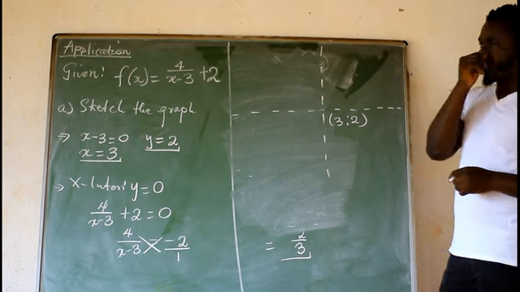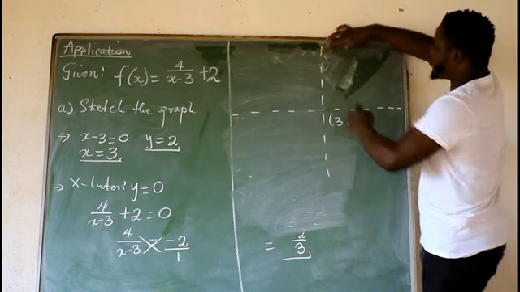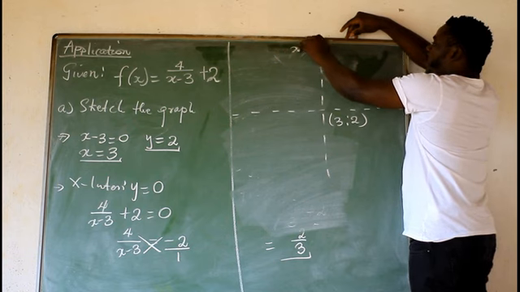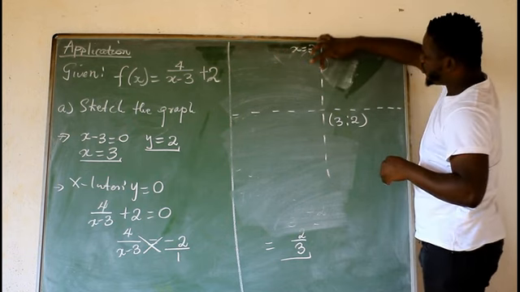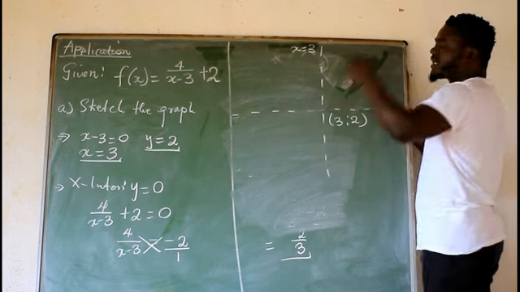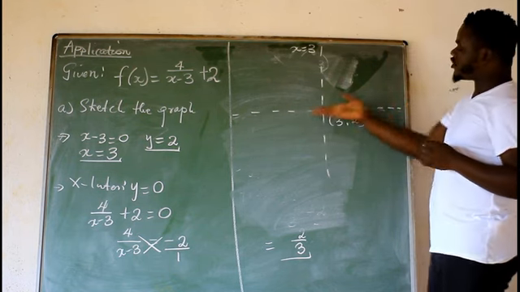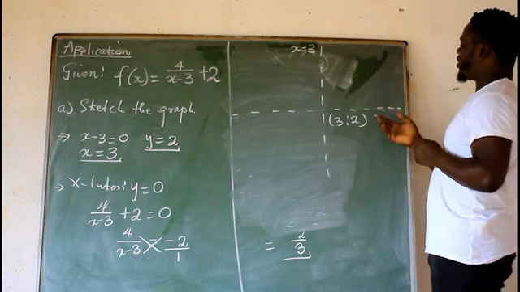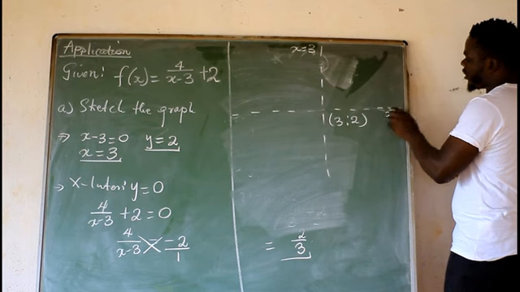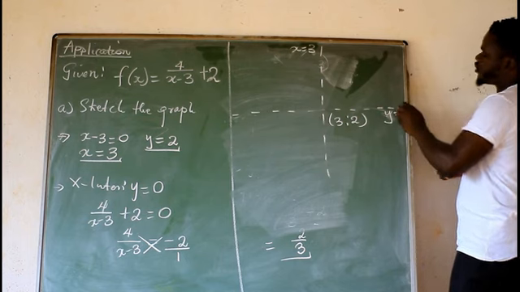You must always remember that this y asymptote will shift the y-axis. This is the asymptote, which is 3, and this one is the vertical asymptote. And this one is the horizontal asymptote, and the horizontal asymptote is going to shift the x-axis. Then here we have y equal to 2.